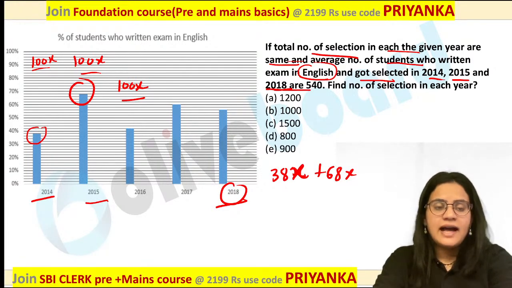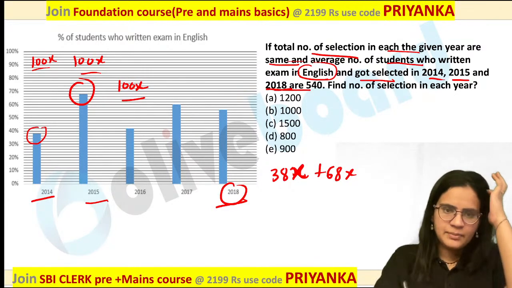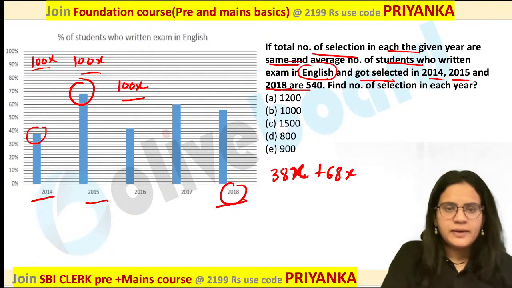So only these values are important. Otherwise, you will not get the correct answer over here. Are you getting it? So in each of your bar graphs, please pay attention to the grid value. It will play a really important role. So if you are talking about 2018, you can see it is 3 lines above this.